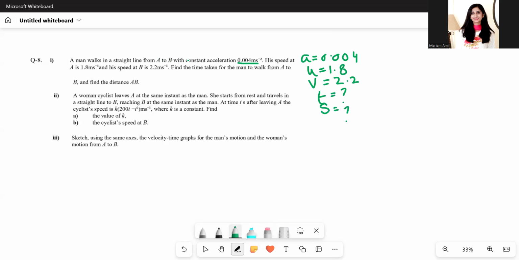Okay, so equations of motion can be used here since acceleration is constant in this question and since it's a straight line motion. So to find T, we can use v equals u plus at. 2.2 is equal to 1.8 plus 0.004t. This gives us t equals 100 seconds.